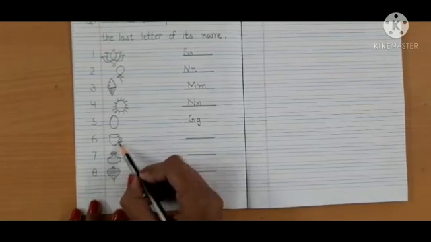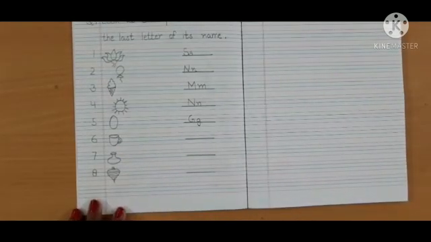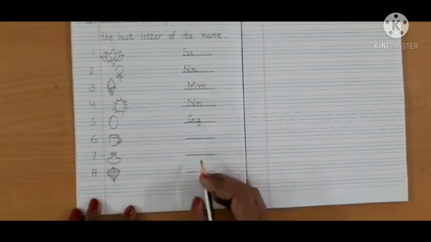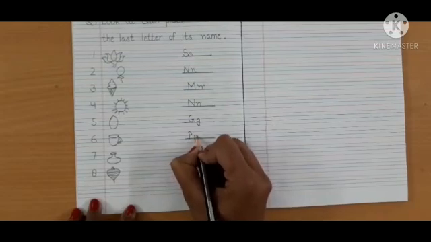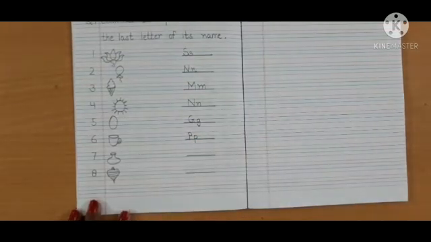It is the picture of a cup. Cup. In this cup word, which sound is coming in the last? Cup. P sound is coming in the last, and P sound stands for P. So write here capital and a small p like this.